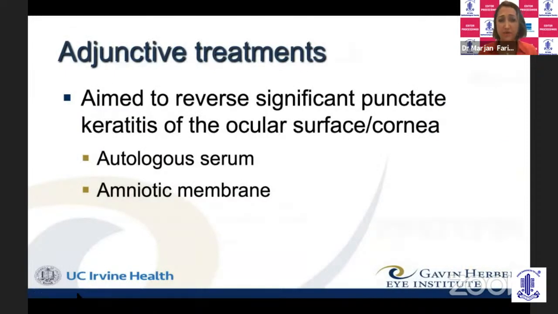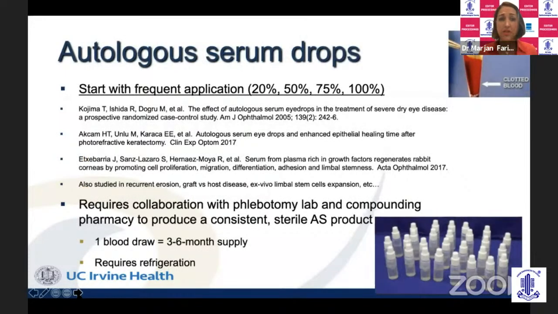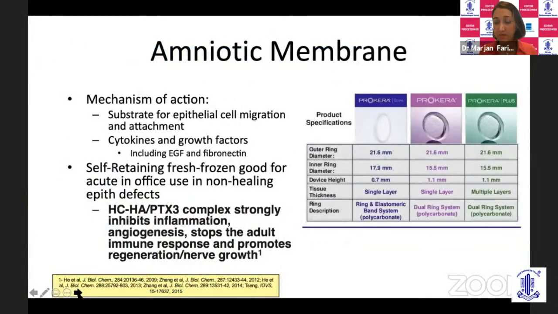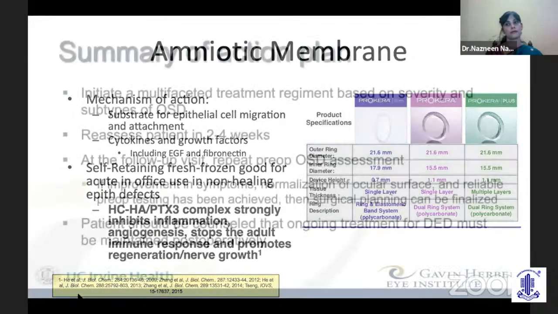And then there are adjunctive treatments, things like autologous serum, which has been shown in multiple studies to also help with severe ocular surface disease and dry eyes. You need to have a good phlebotomy lab and a compounding pharmacy to be able to produce a good product. But I've seen punctate keratitis turned around on the ocular surface very quickly with the addition of autologous serum drops, so I like to use that. Fresh frozen amniotic membrane, self-retaining, in patients with very severe punctate keratitis, I think is a good adjunct in certain patients to quickly clean up that ocular surface. So I do use those in some cases as well.